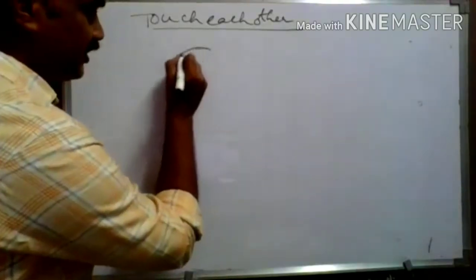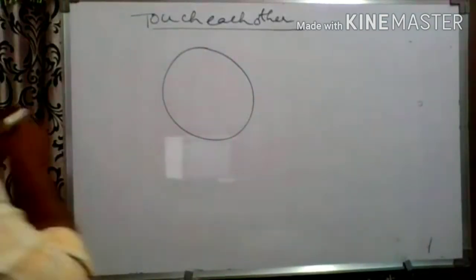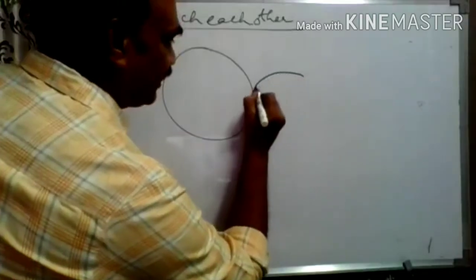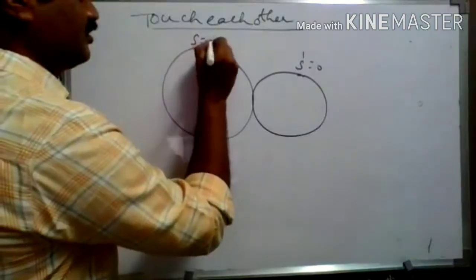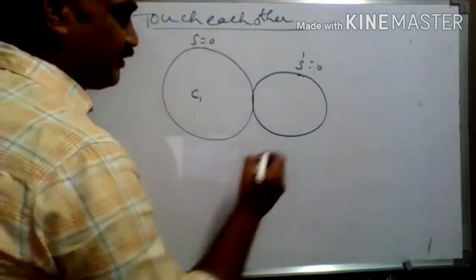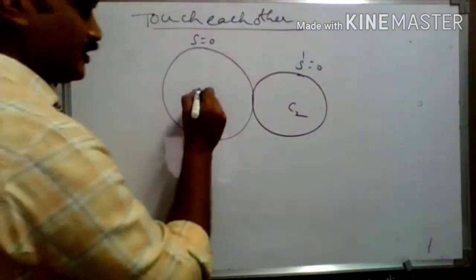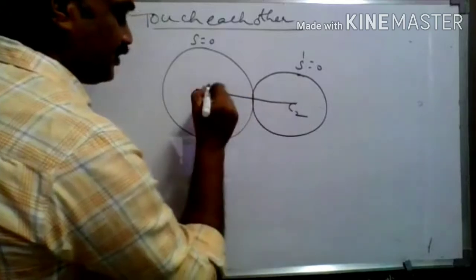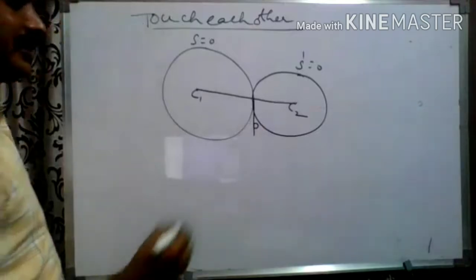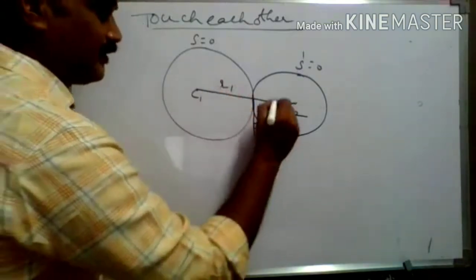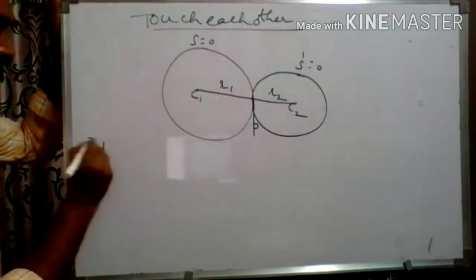Students, this is circle 1, S equal to 0. Next, another circle, S dash equal to 0. Center of circle 1 is C1, center of the second circle is C2. This is R1. Here a point is the point of contact P. So C1P is R1, and this is R2. Two circles touch each other externally.